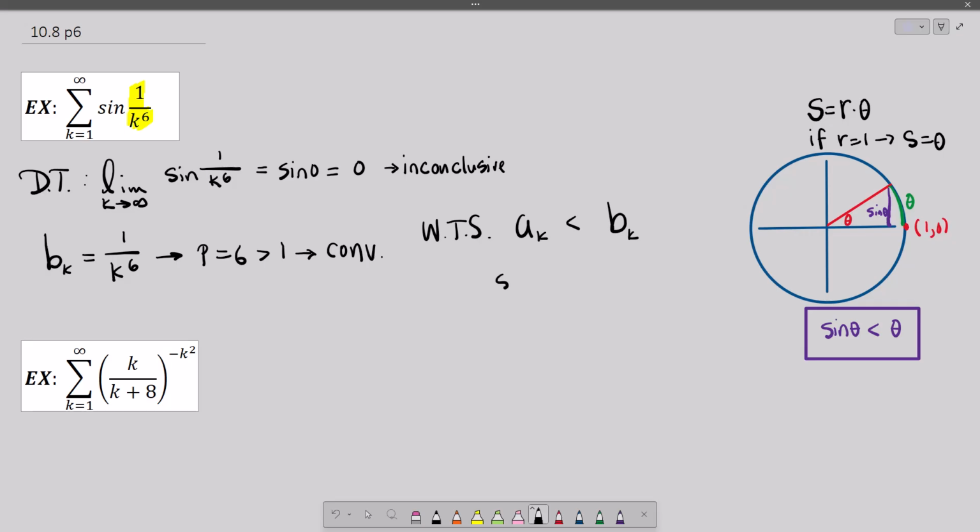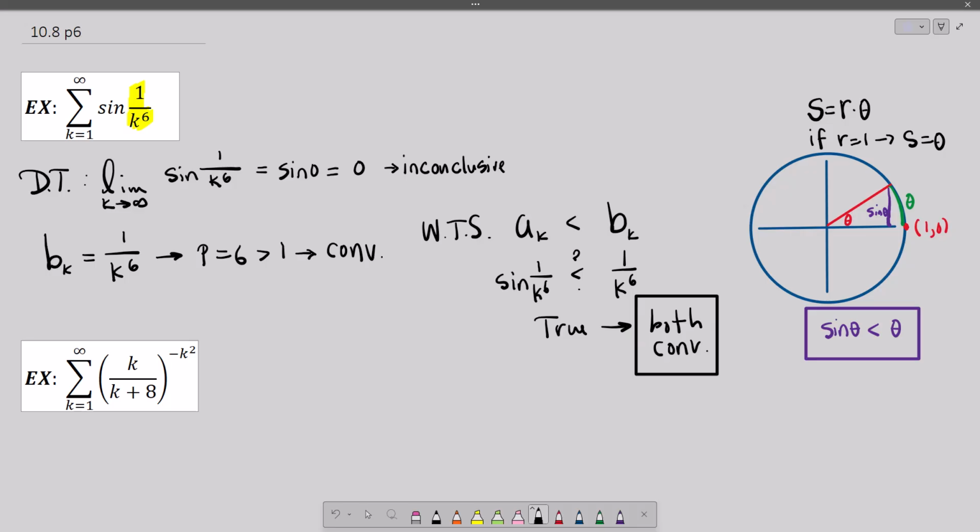So here are the A's. So sine of 1 over k to the 6, is that less than 1 over k to the 6? And the answer is yeah. Sine of theta is less than theta. The theta is the inside here. Sine of the inside is less than the inside. That is true. We've just looked at this right here. This is true. So this tells us that both series converge. So both will converge.